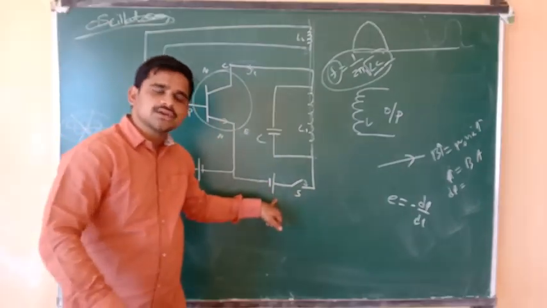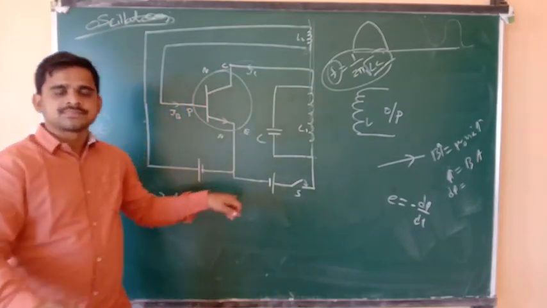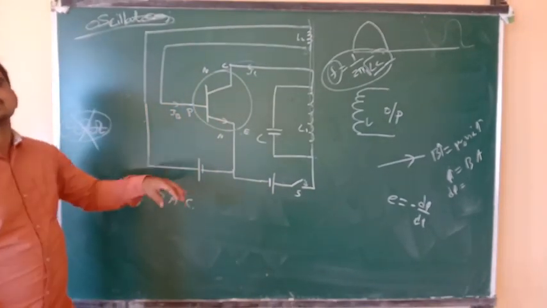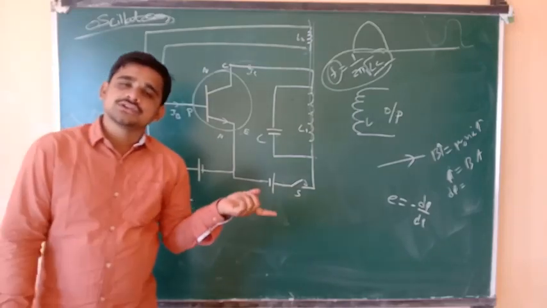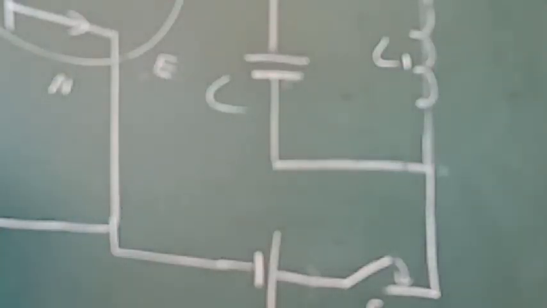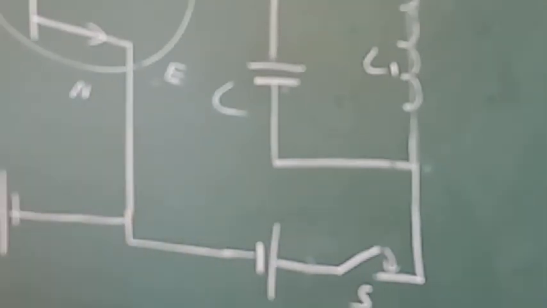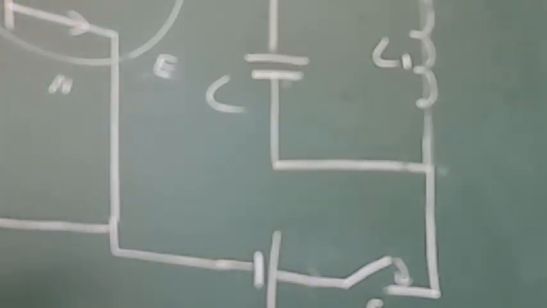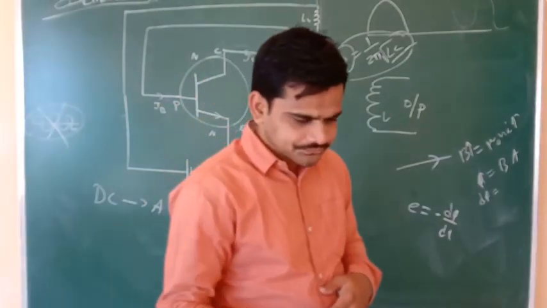Here we are not giving any input AC signal. The DC itself has been converted into AC. The device which converts DC into AC is called an inverter. The device which converts AC into DC is called a rectifier. AC current is converted to DC by a rectifier, whereas an inverter or an oscillator converts DC current into AC current.